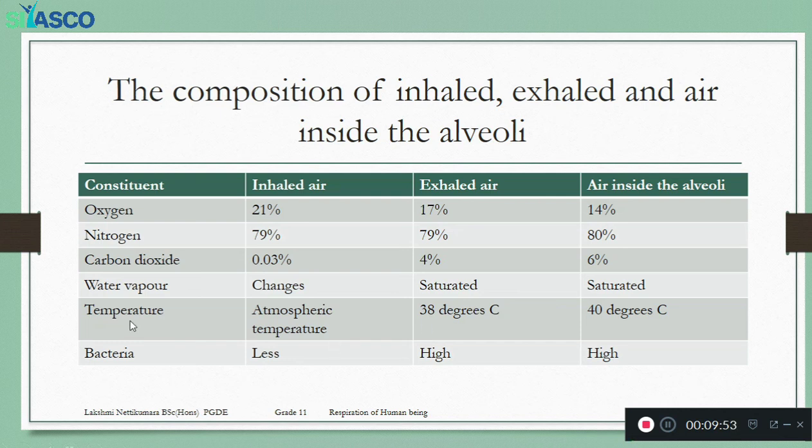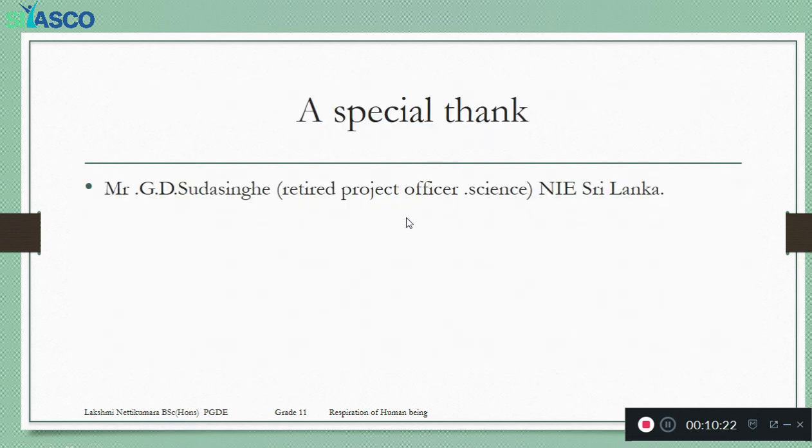The temperature is now 38 degrees centigrade and bacteria are more. Remember that the linings of the epithelium of the lungs contain the highest number of bacteria in the body. So, a large number of bacteria. Air inside the alveoli, this is the composition. For your knowledge, I gave this just to go through it.